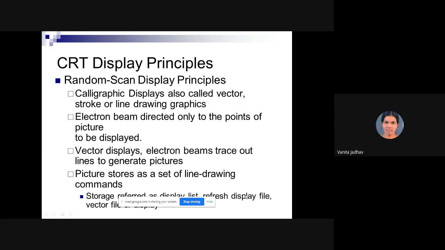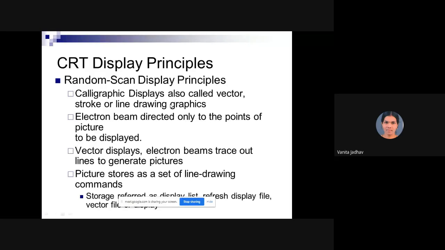Almost this is a kind of revision. In random scan display principle, it is also called a calligraphic display, also called a vector display, also called a stroke, also called line drawing graphics. Better you keep in mind that it is also called line drawing graphics, because it draws the picture in the form of lines. In the previous principle, we drew the picture with the help of pixels.